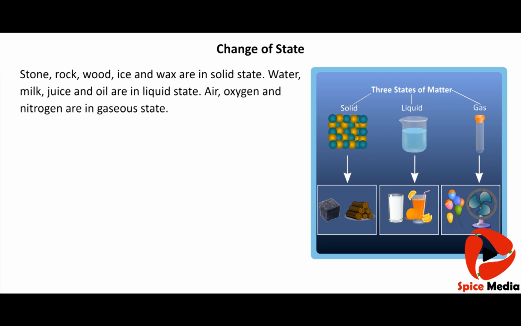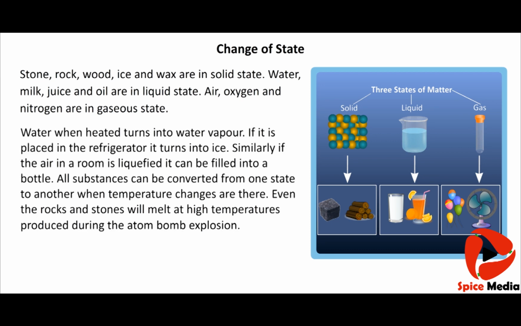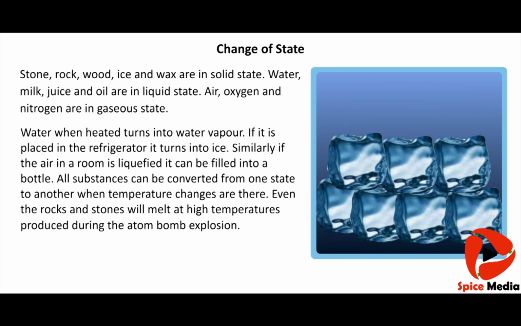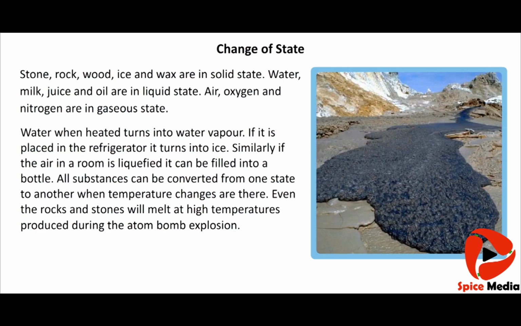Substances are in a particular state at a time, but certain changes around them change their states. For example, water when heated turns into water vapor. If it is placed in the refrigerator, it turns into ice. Similarly, if the air in a room is liquefied, it can be filled into a bottle. All substances can be converted from one state to another when temperature changes. Even the rocks and stones will melt at high temperatures produced during an atom bomb explosion.